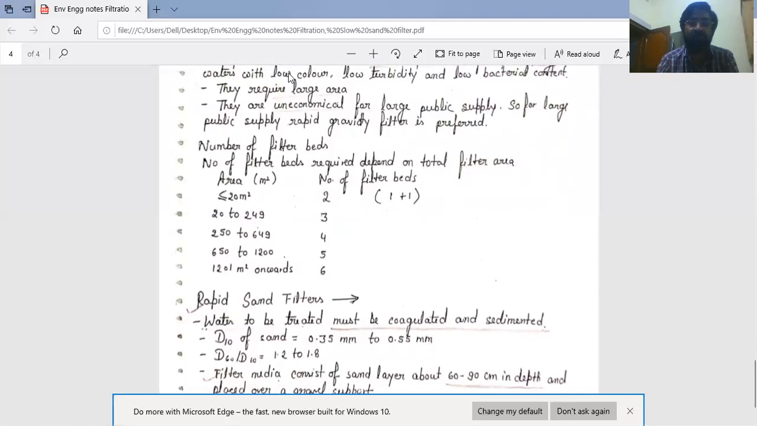So this is the concept and construction of slow sand filter.